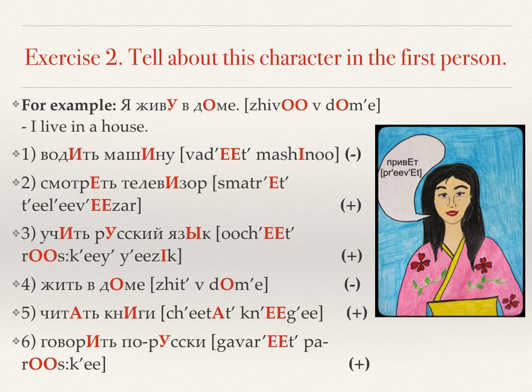Exercise 2. Pause the video and tell about these characters' habitual actions in the first person singular using the personal pronoun я, I. For example, я живу в доме. I live in a house. The signs in brackets will tell you what this character does and what she doesn't do. The next slide will help you check yourself.